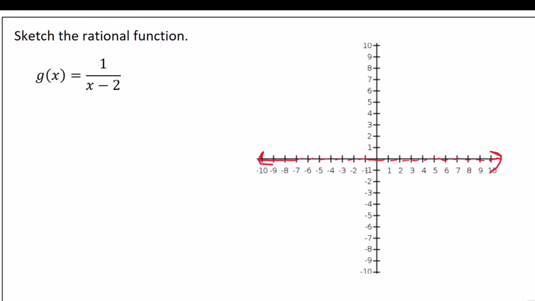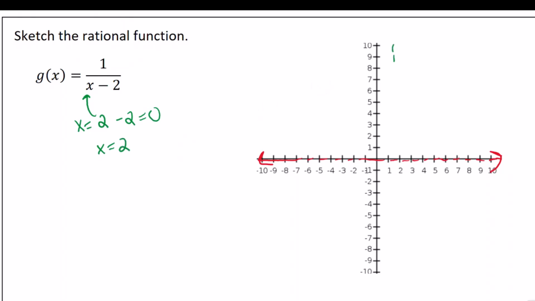Then we could take a look at the denominator, and remember, we cannot divide by 0. So what x value, if we plugged it in, would create a 0 in the bottom? That would be 2. If you said x equals 2, and then we subtracted 2 from it, that would give us 0. So there's going to be a vertical asymptote when x equals +2.